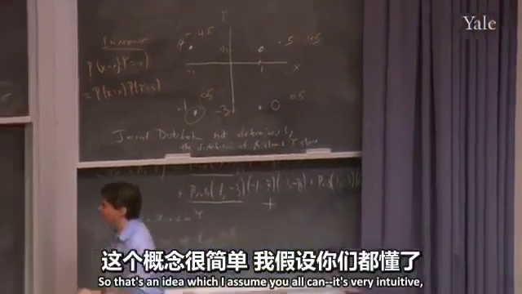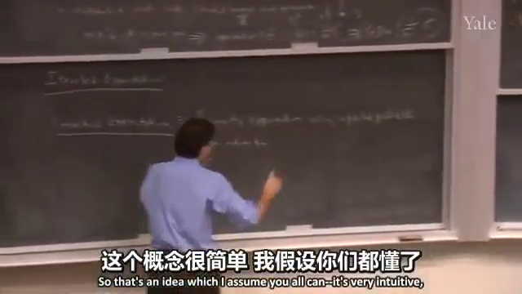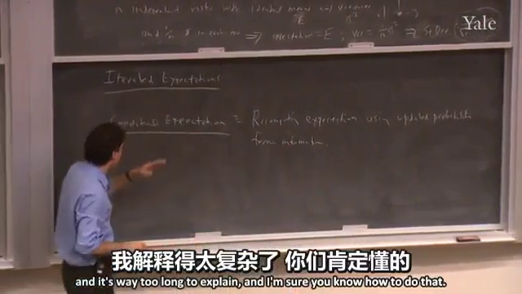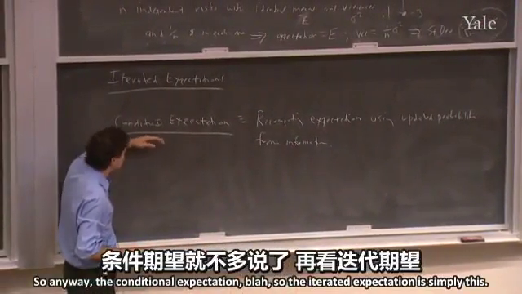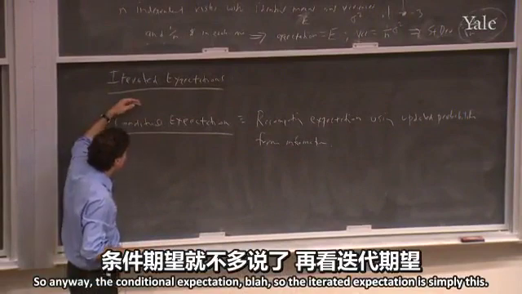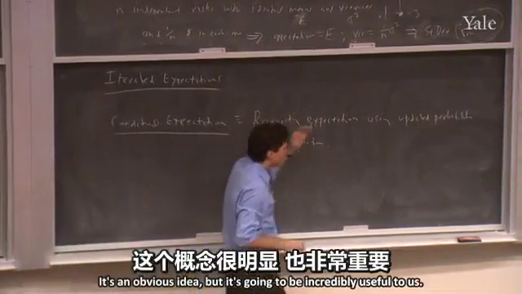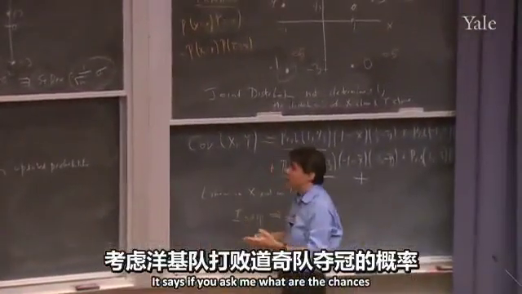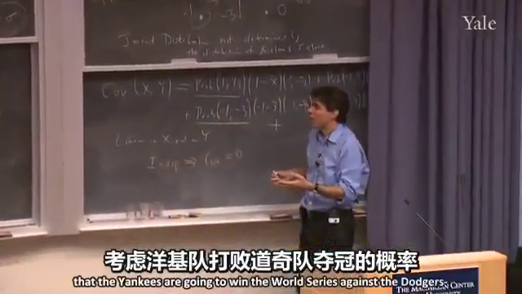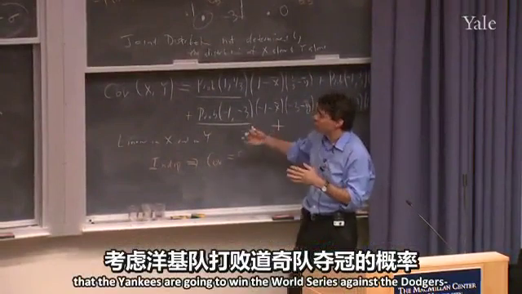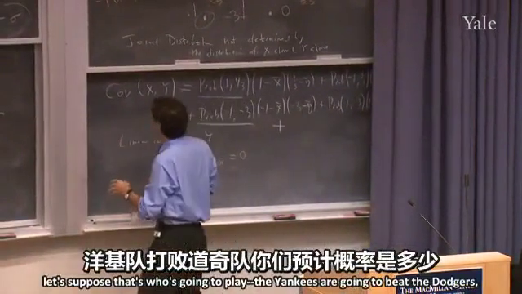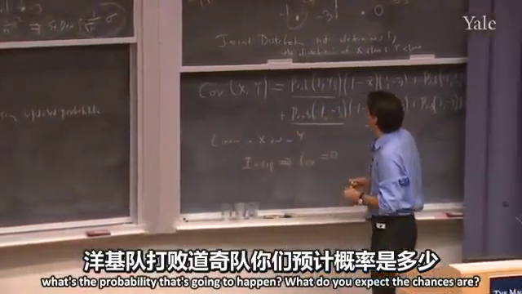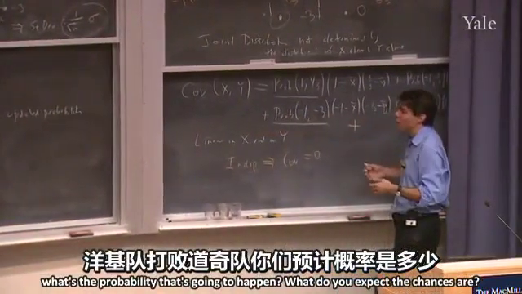That's an idea which I assume you all know, it's very intuitive and it's way too long to explain, and I'm sure you know how to do that. So anyway, the conditional expectation. The iterated expectation is simply this. It's an obvious idea, but it's going to be incredibly useful to us. If you ask me, what are the chances that the Yankees are going to win the World Series against the Dodgers, let's suppose that's who it's going to play, what's the probability that's going to happen? What do you expect the chances are?